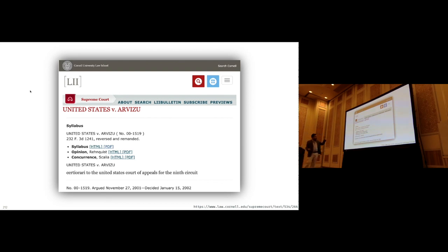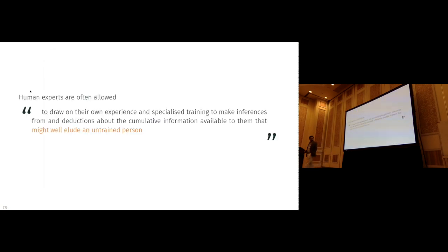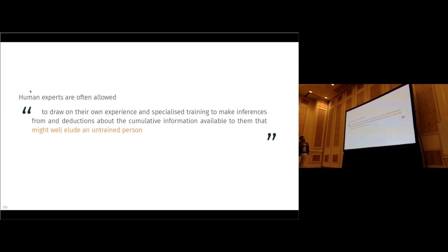In the case of United States versus Arvizu, you can actually read that human experts are often allowed to draw on their own experience and specialized training to make inferences from deduction about the cumulative information available to them that might well elude an untrained person. Which means that judges admit that trained people, trained policemen, can just make inferences and sometimes be unable to explain those inferences in a trial. And that is already used as proof in different settings.